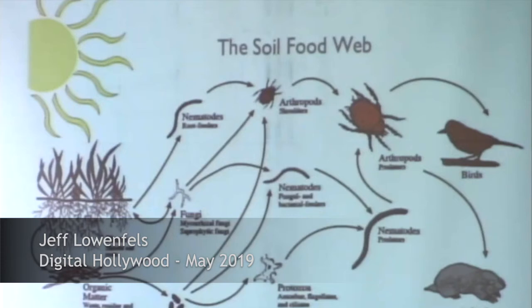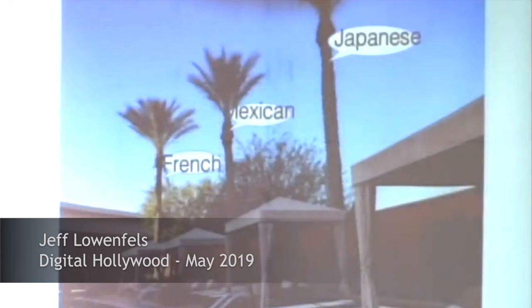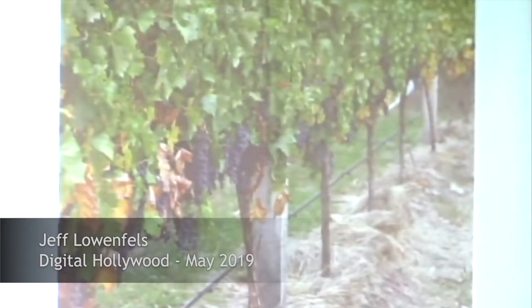Let me show you how it works. So here you go. We got a bunch of plants sitting around a pool. One of them says, I want French. One of them says, Mexican. You can read as well as I can. Okay, so the biggest one wins, and what happens?